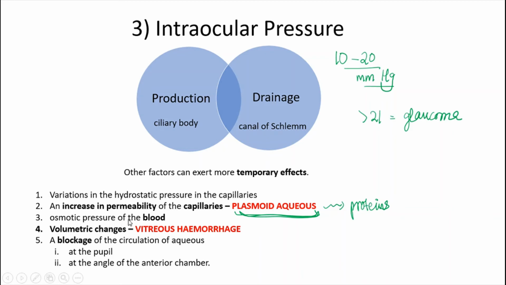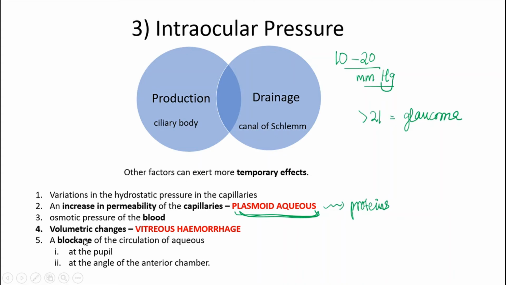Then comes the osmotic pressure of the blood. As you know, this aqueous is ultimately formed by filtration, diffusion, and secretion of the blood. So if there are changes in the osmotic pressure of the blood, it is ultimately going to reflect in your intraocular pressure and your aqueous.